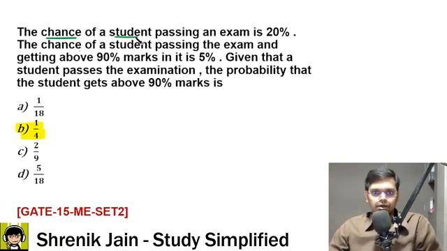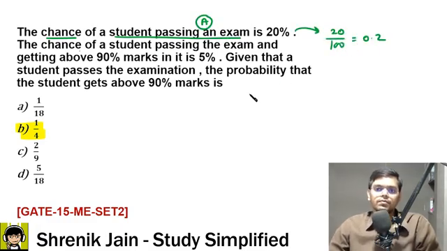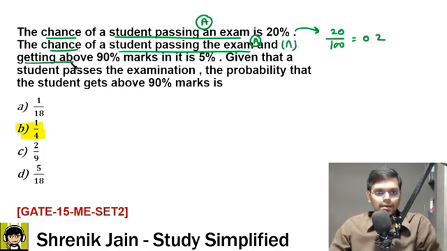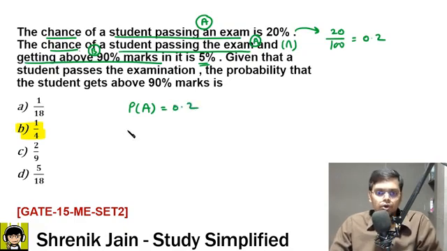So the probability of a student passing an exam, let us say event A, is 20%. 20 by 100 can be said as 0.2. Further, they are saying the chance of a student passing an exam, so event A, and intersection getting above 90% marks. Above 90% marks is event B. So it is 5%, which is 5 by 100, 0.05. So sir, let me write the given data. P of A, passing the exam, is 0.2. P of A intersection B, passing an exam and getting above 90%, is 0.05.